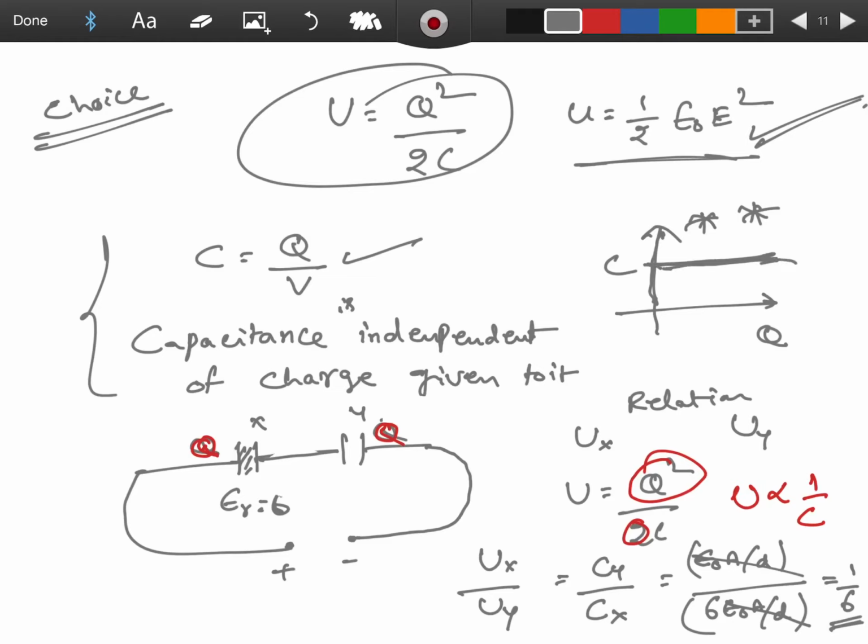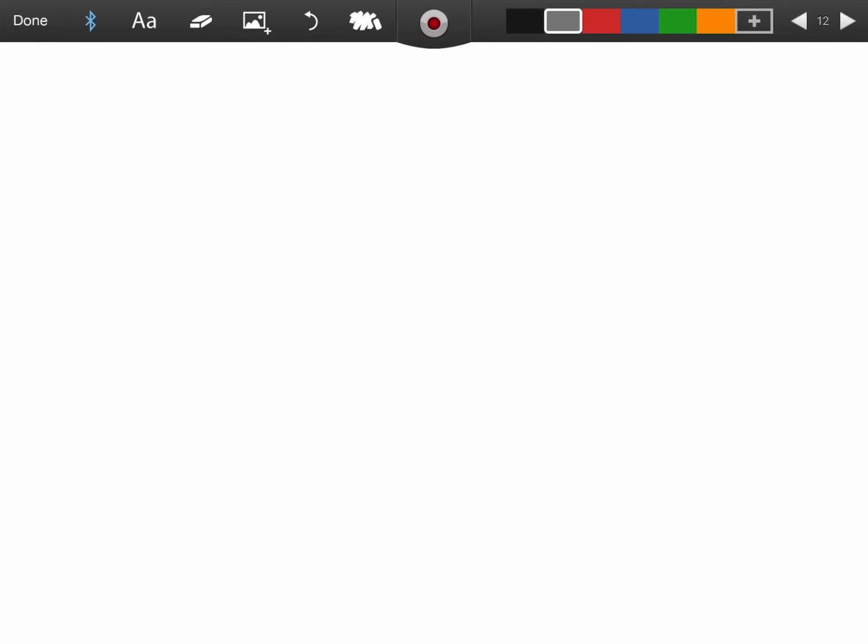And the third one, in this combination they are asking to find the relation of the energy stored in X and the energy stored in Y, and which formula we need to take. Better you avoid the voltage relation. Why? Because here the charge remains the same. Charge and capacitance relation, Q square by 2C. Q is constant, U is inversely proportional to C. Ux by Uy equal to Cy by Cx. Capacitance you know, epsilon naught A by D in air. In a medium, K epsilon naught A by D. So 1 by 6. In this way we can calculate.